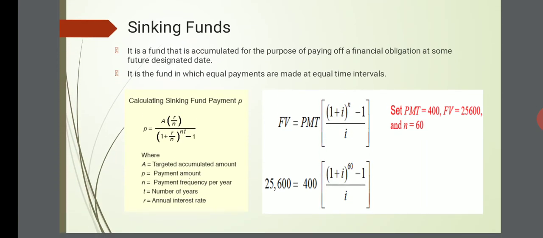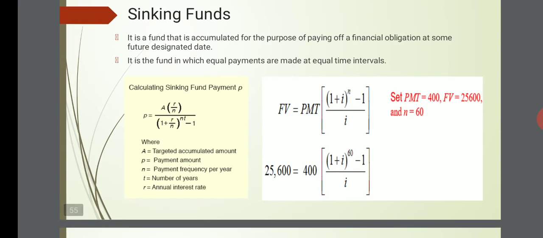Sinking fund is the fund that is accumulated for the purpose of paying off a financial obligation at some future designated date. It is a fund in which equal payments are made at equal time intervals. For example, a depreciation fund is also a sinking fund, where fund is kept aside to replace the asset in the future. It is simple: P is equal to A into (R/N) divided by ((1 + R/N)^(NT) - 1).